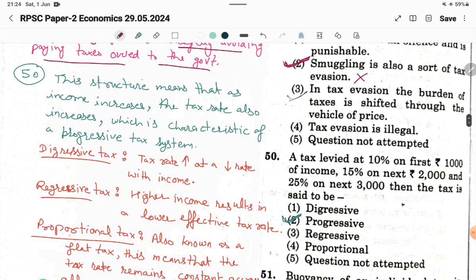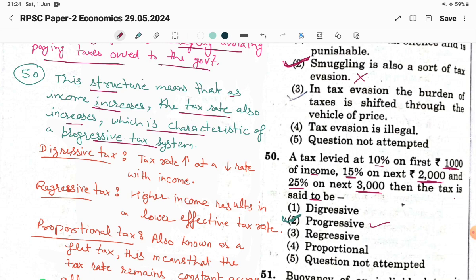Now the next question: a tax levied at 10% on the first 1000 of income, 15% on the next 2000, and 25% on the next 3000, then the tax is said to be, it will be the progressive tax. This structure means that as income increases, the tax rate also increases, which is the characteristic of a progressive tax system. So as income increases, tax will increase. It is the example of progressive tax, or we can say that this is the definition of progressive tax.